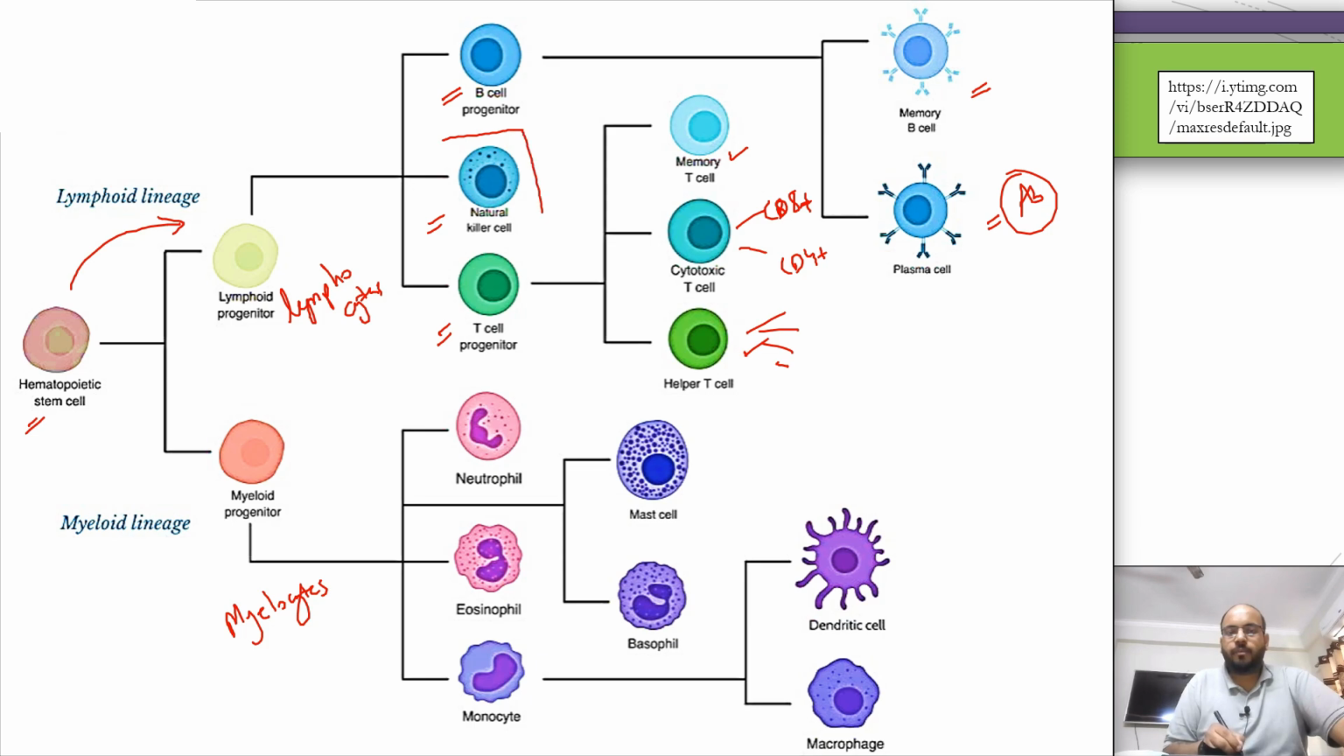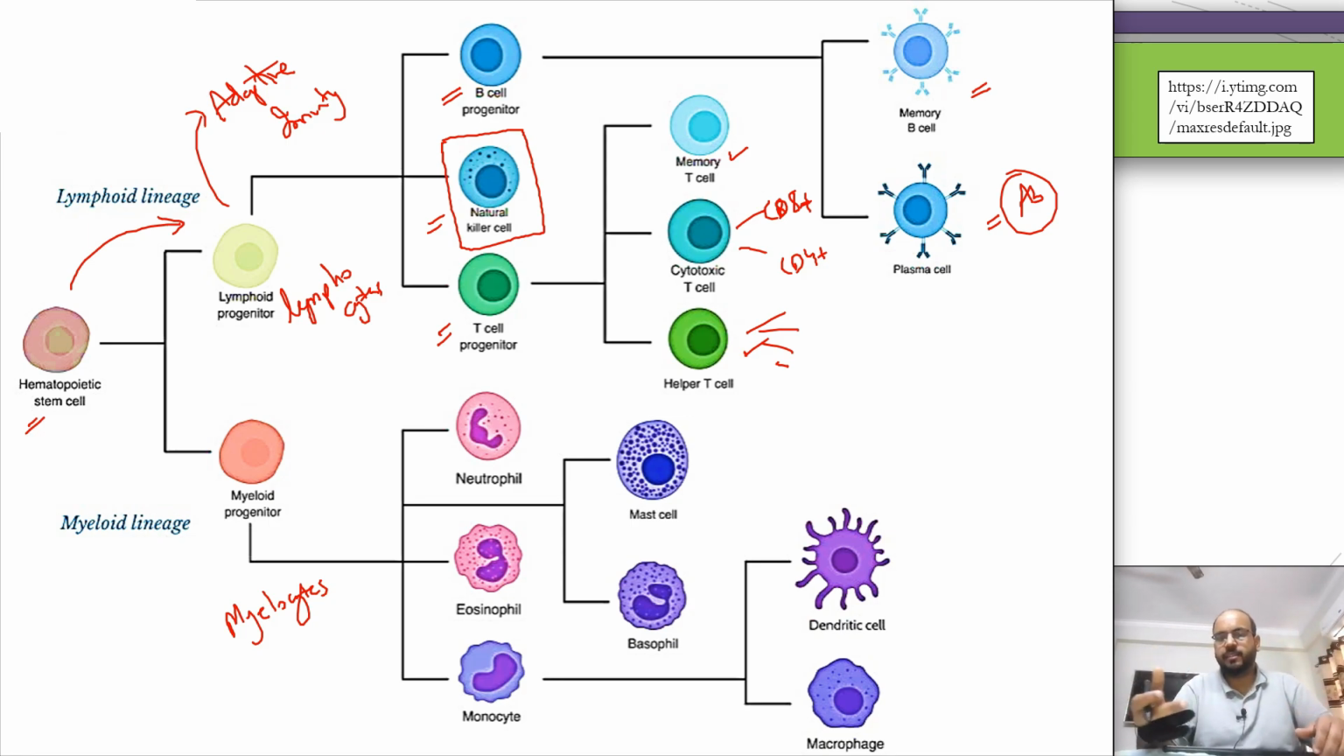So apart from NK cells, the lymphoid lineage is a part of adaptive immunity. Now, there are exceptions. There are cells in the lymphoid lineage which are part of innate immunity, and there is a certain population of NK cells which are part of adaptive immunity. But more or less, the lymphoid lineage gives rise to adaptive immunity, except NK cells. NK cells are part of innate immunity. Okay, so NK cell is a part of innate immunity.